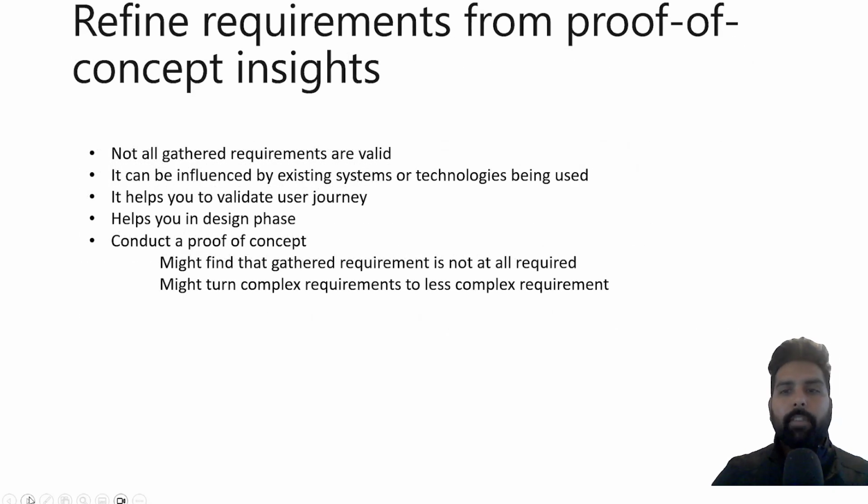The next part of validating your requirement, or identifying whether your requirement is valid or not, is that you can refine your requirement from the proof of concept insights. Proof of concept is a mechanism where you take your requirement and do a proof of concept with your designed solution or proposed solution. I won't say the design because it is still not designed. You just collected the requirement, but as an application consultant or functional consultant, you have a sense of which functionality or feature you are going to use in the system to meet that requirement. So you can do a proof of concept.